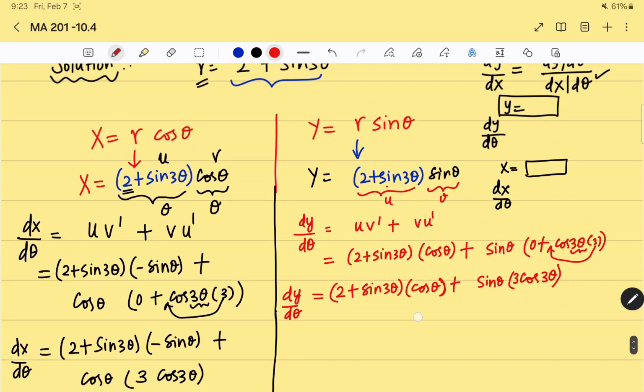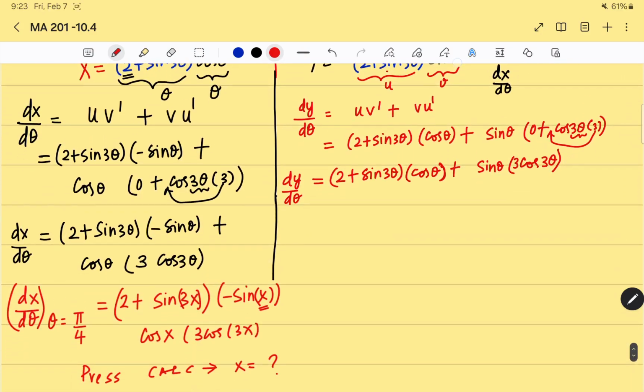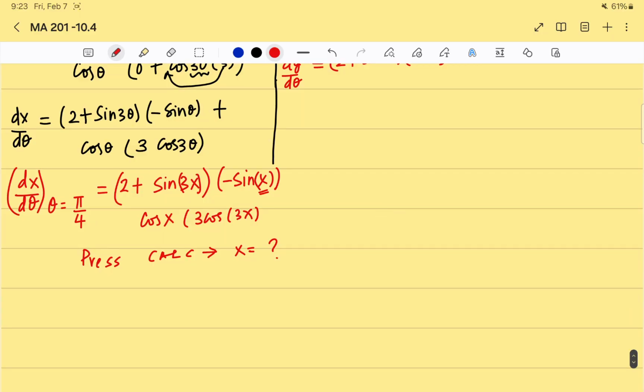So what do you need to do? You need to put theta is equal to what? Pi by 4. Theta is equal to pi by 4. So just press pi divided by 4. Before that, check your calculator. The calculator should be in the radian mode.